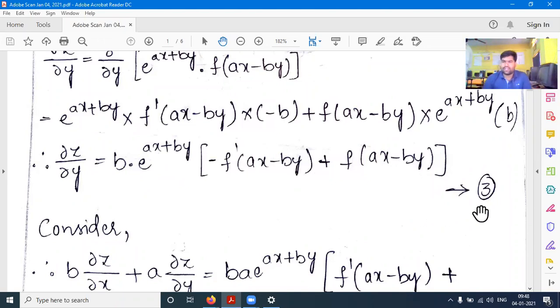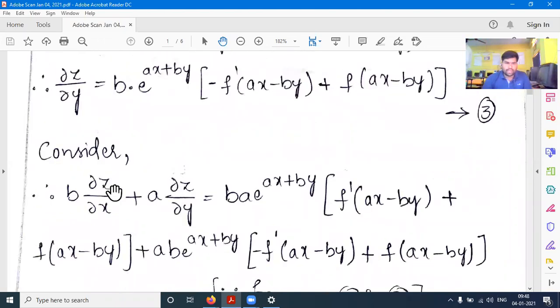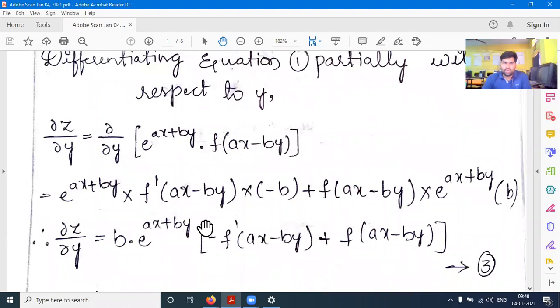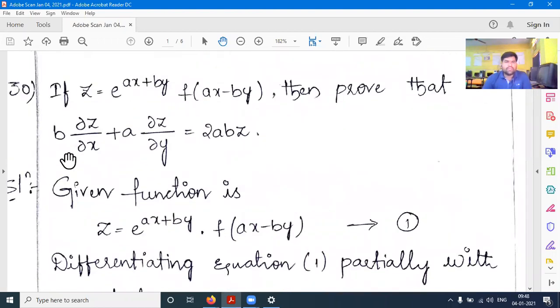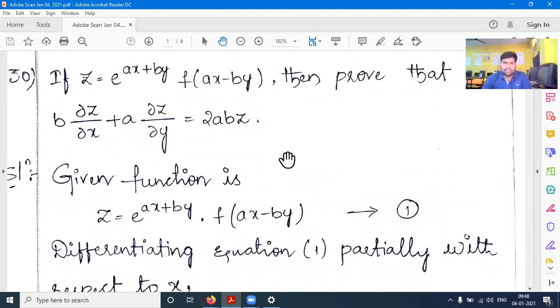So this is equation number 3. Next, we need b into dou z by dou x plus a into dou z by dou y. So b into dou z by dou x plus a into dou z by dou y is equal to, we have to show, 2abz. That's why we are multiplying dou z by dou x with b and dou z by dou y with a.